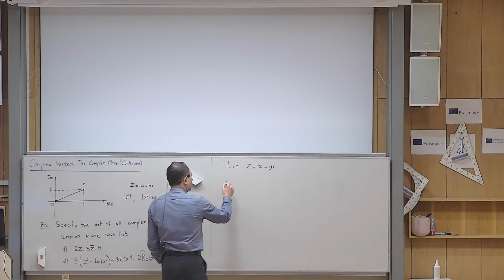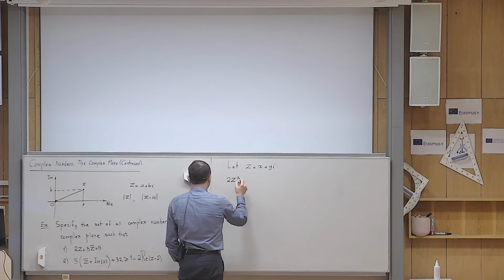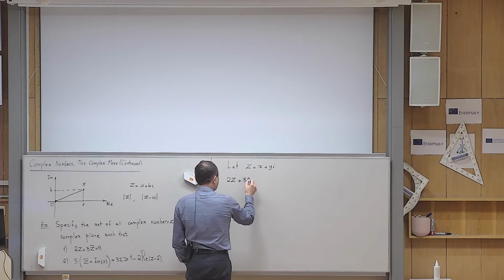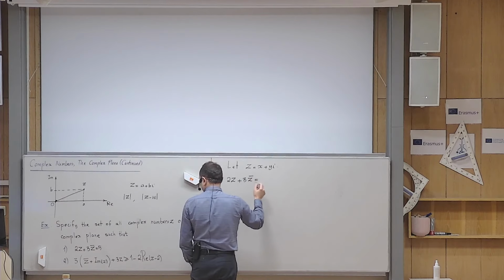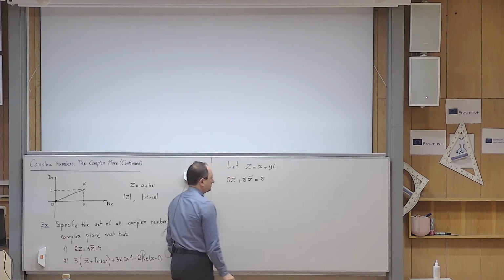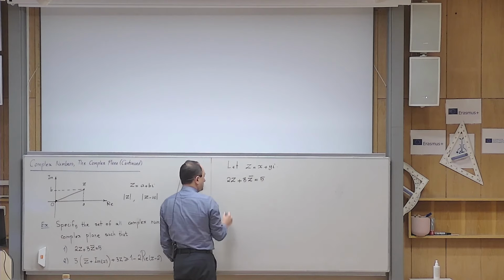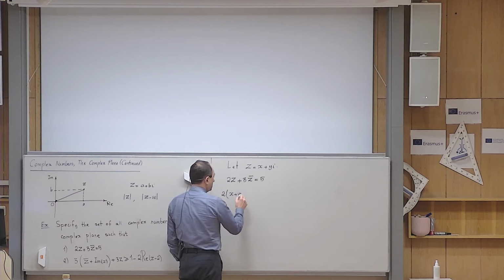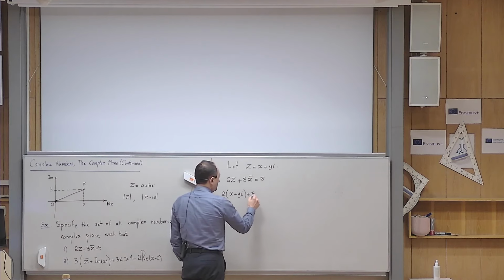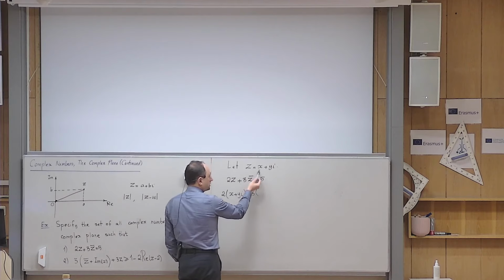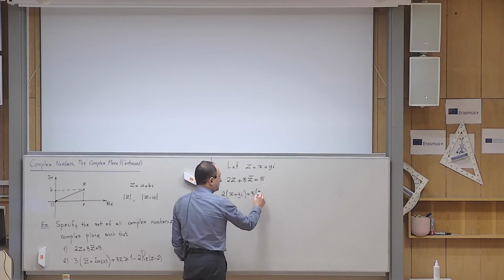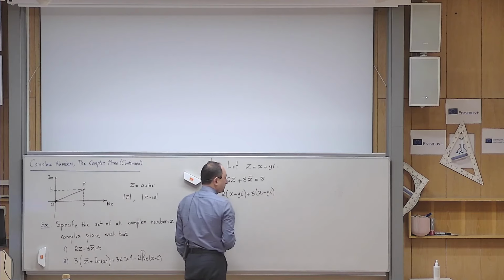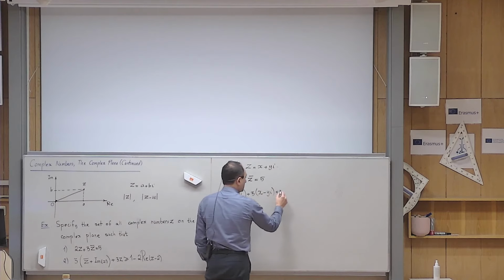So what is the equation? The equation is 2z plus 3z bar is equal to 5. I put this here, so it becomes 2 times, instead of z, x plus yi. Instead of z bar, what should I write? Z bar is the conjugate of this, so the real part repeats itself and the imaginary part becomes that. And on the right-hand side, I have 5.